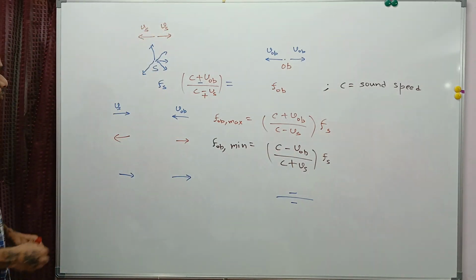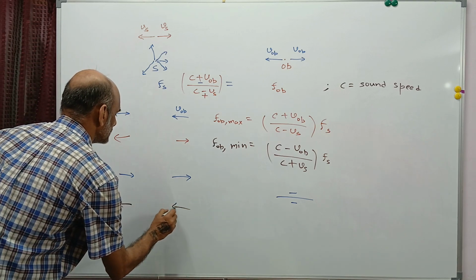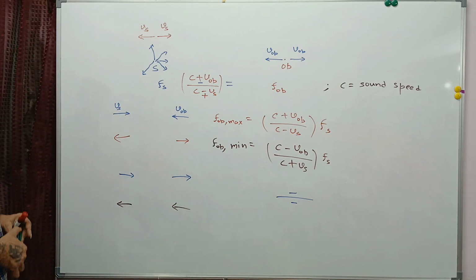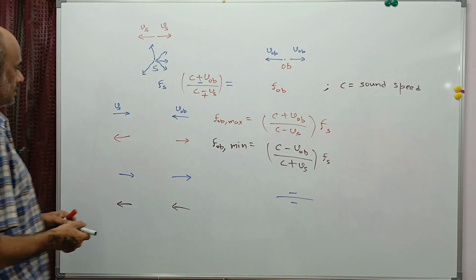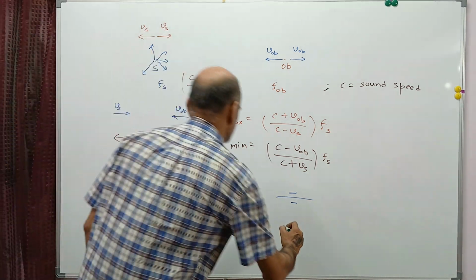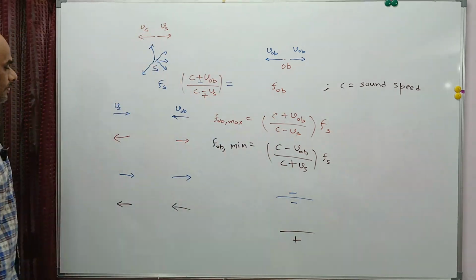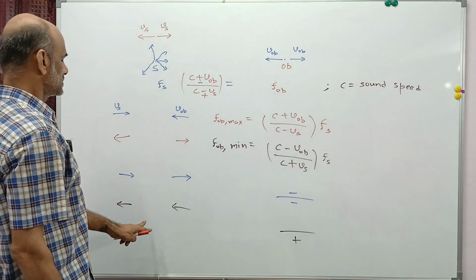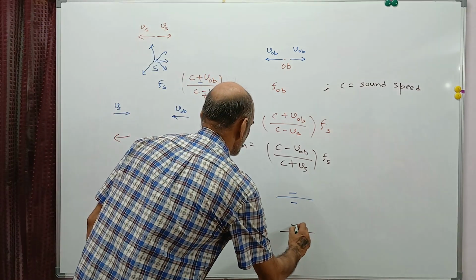The last possibility is both are moving towards the left. Here, the source is moving away from the observer, so the source will contribute to decreasing the frequency. So the denominator has to be more. And the observer is moving towards the source, so it will contribute to increasing the frequency. So it should be plus.